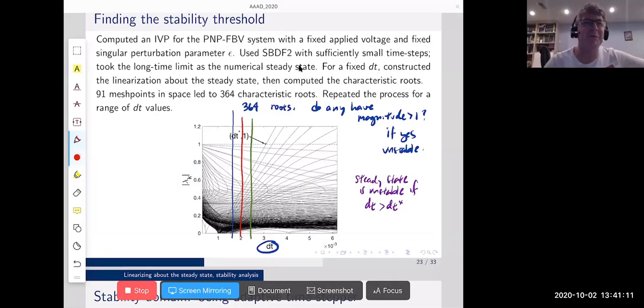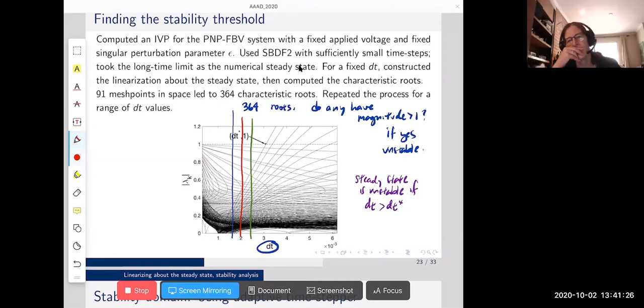Actually, the Wilson-Cohen system would probably be interesting because it has multiple steady states, like multiple stable states, I mean. So it would be interesting to experiment with that as well.